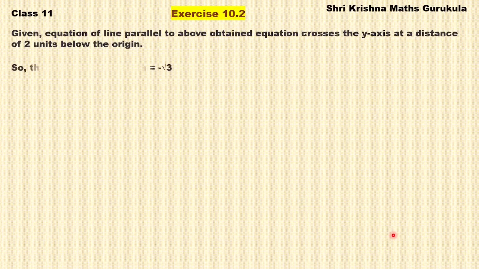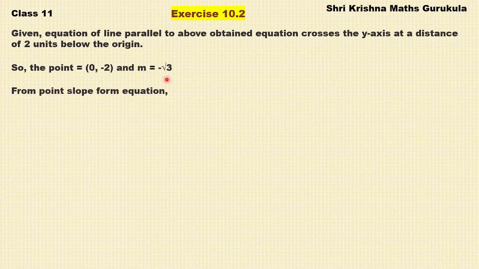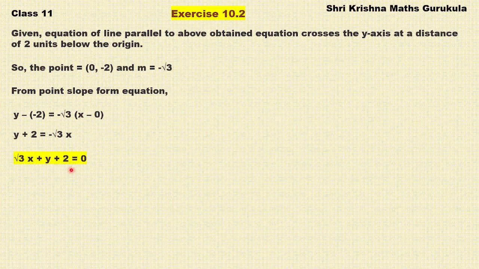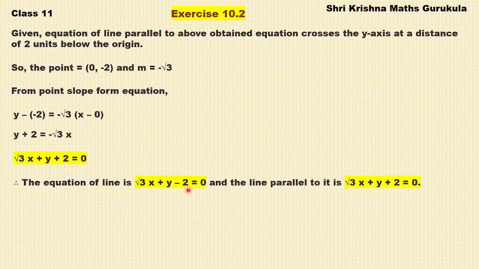Again, we are going to use the point slope form of the line. It is (0, -2) and the slope is minus root 3. So substituting that in the point slope form gives us y minus (-2) equal to minus root 3 into (x minus 0). So y plus 2 is equal to minus root 3 x. After rewriting, we get the equation of the line to be root 3 x plus y plus 2 equal to 0. We have found the equations of two parallel lines.